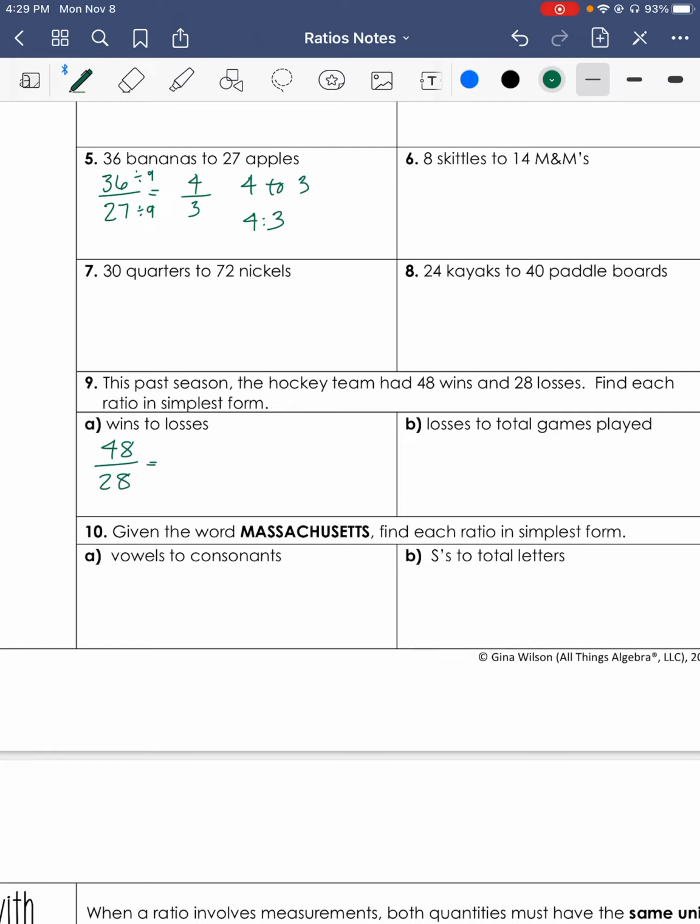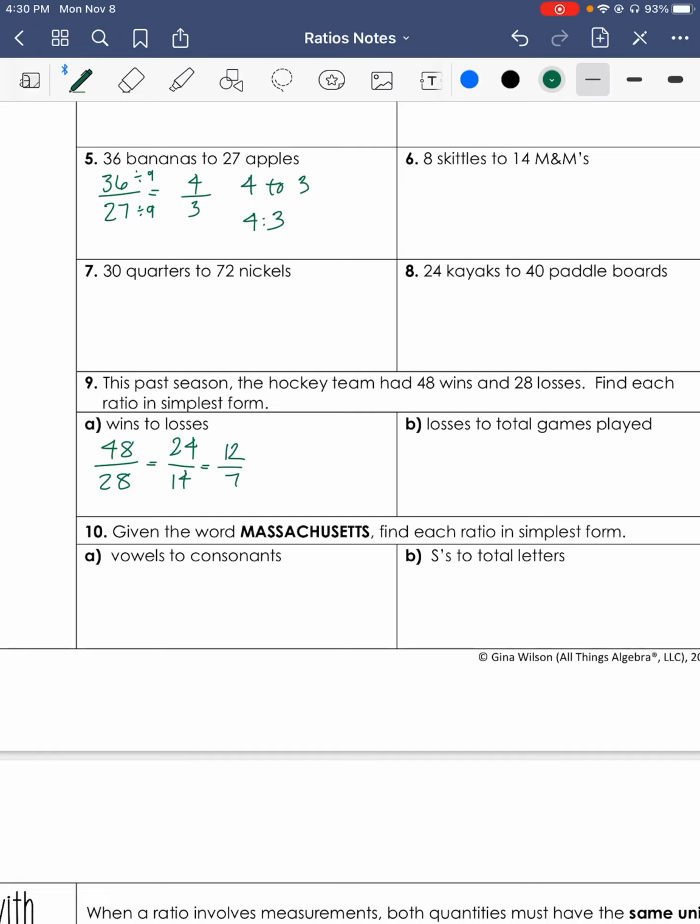Can we simplify this? Yes, of course. We have an even number in the 1 digit, so we can definitely divide by 2, and let's see where we get. 48 divided by 2 is 24, and 28 divided by 2 is 14. Okay, and then we see this ratio 24 to 14 can still be simplified further. We'll divide by 2 again. That will give us 12 over 7. So our ratio here is going to be 12 to 7 wins to losses.